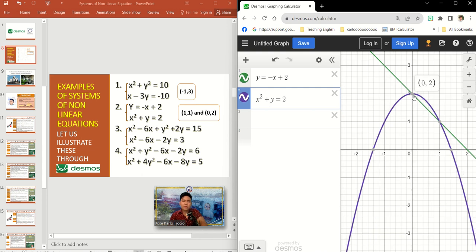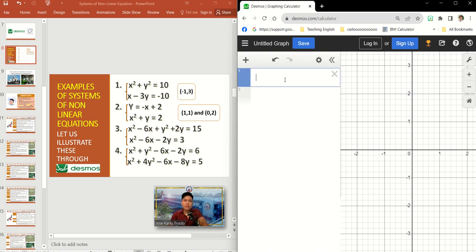Okay, so the answer is 0 comma 2 and 1.414 comma 0. No, this one, 1 comma 1. Okay, there are two solutions again, the 1 comma 1 and 0 comma 2. Very easy. How about the third one? Let us just try to finish all of these.